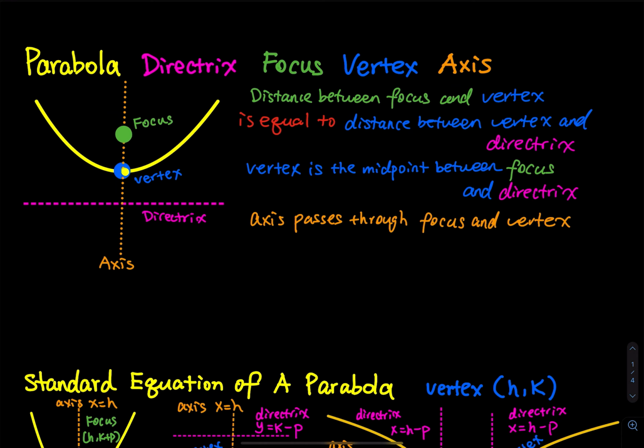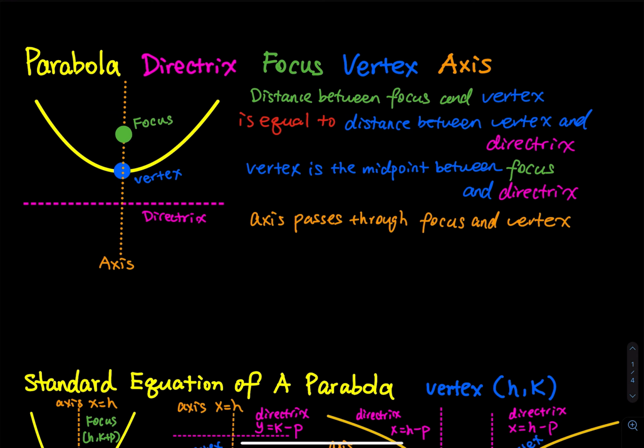So you have your vertex, and if the focus is right here, right above the vertex, then you know that the parabola is facing this way. If the focus is right over here, then the parabola opens downward. If the focus is right over here, then the parabola opens to the right. If the focus is right over here, then the parabola opens to the left. Right, so the focus tells you where the parabola is facing.